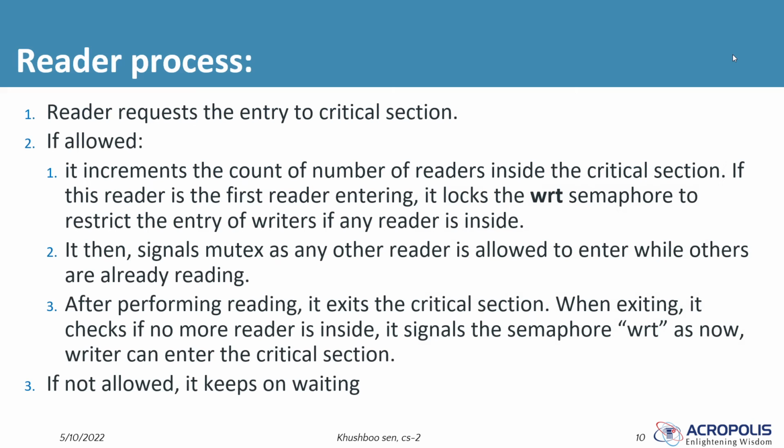And the reader process. Reader requests the entry to the critical section. If allowed, it increments the count of the number of readers inside the critical section. If this reader is the first reader entering, it locks the write semaphore to restrict the entry of writers if any reader is inside. It then signals mutex so that many other readers are allowed to enter while others are already reading. After performing reading, it exits the critical section. When exiting, it checks if no more readers are inside. It signals the semaphore write so that now a writer can enter the critical section. If not allowed, it keeps on waiting.